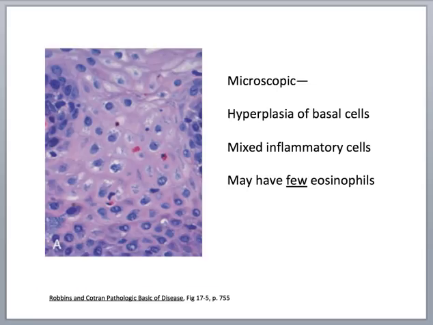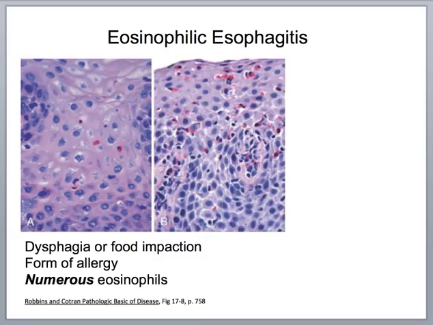Microscopically, the findings aren't terribly impressive, actually. There's hyperplasia of the epithelium in response to the chronic irritation of refluxed gastric acid. There's a mixed inflammatory cell infiltrate in the epithelium. Typically, it's fairly sparse, actually, and usually composed of lymphocytes, occasional neutrophils, and may have very few eosinophils. And this kind of leads to the next category of esophagitis, eosinophilic esophagitis.